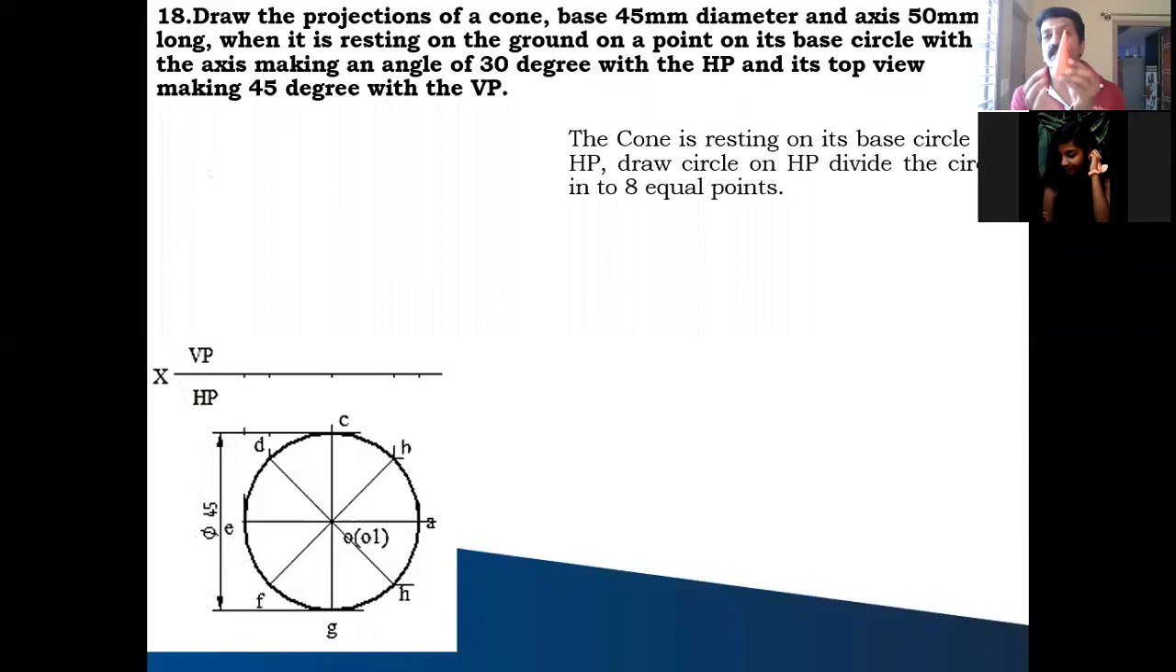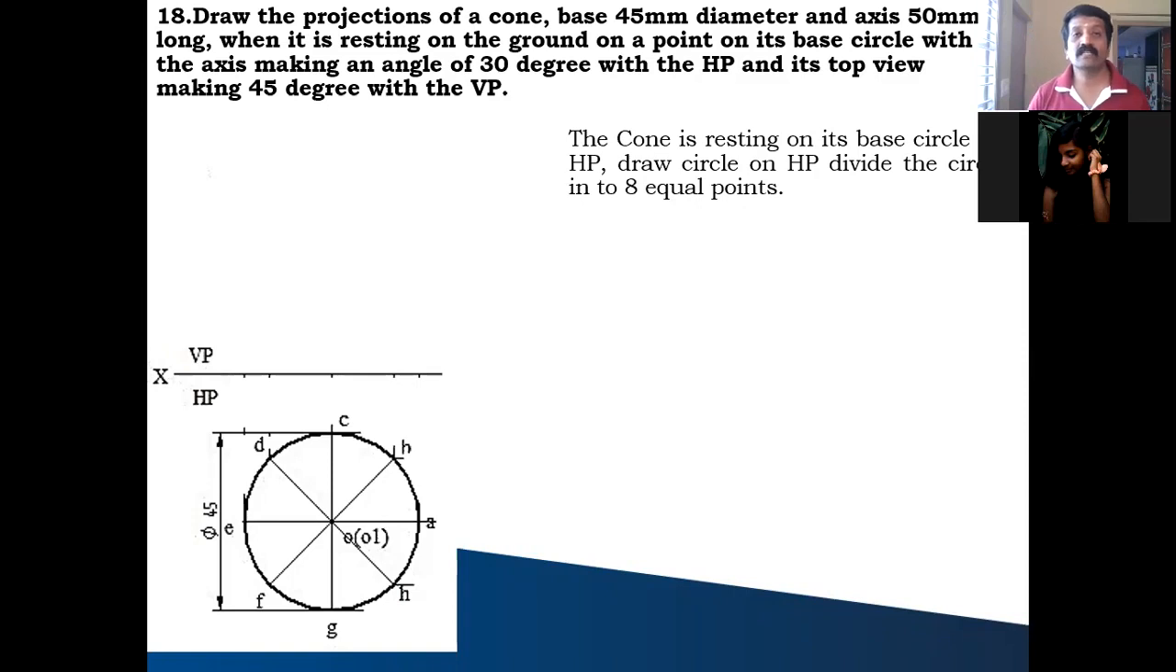Infinite numbers of generators are there which join the base of your cone to the vertex or the apex of your cone. The axis of the cone starts from the vertex to the center of the base of your cone, like this. This is regarding the cone. Okay, so what is given in the question? Draw the projection of the cone of base diameter 45 millimeter and axis 50 millimeter long. So the diameter is 45 millimeter and the axis height is 50 millimeter long.